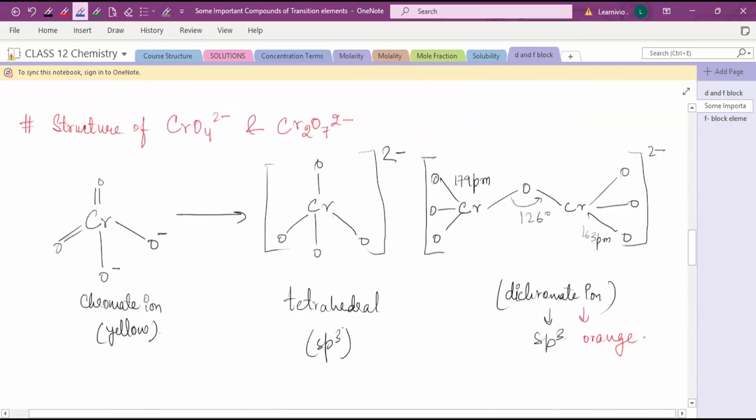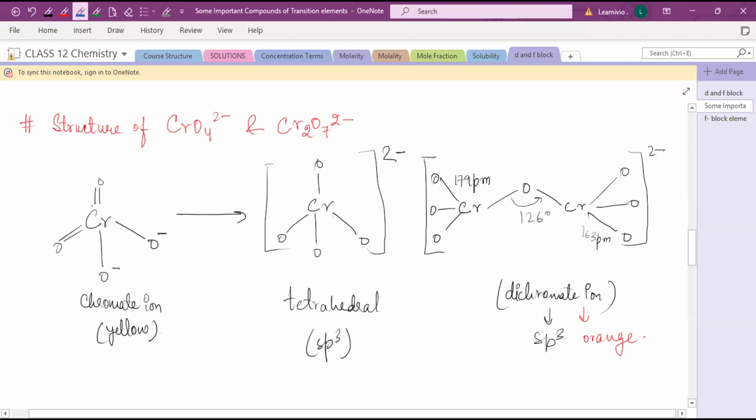Now let's see the structure of chromate and dichromate ion. What's the structure of chromate and dichromate ion? This is again important. Now see, this is a chromate ion, CrO4 2 minus. CrO4 and here the 2 minus. So this is the structure and it is yellow in color.